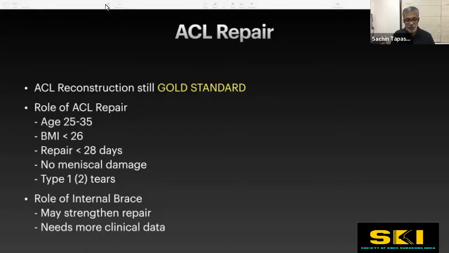Of course, we don't have long-term studies, so Vikas's comment that we don't have enough data is justified. But whatever short-term data we have, looking at 3 to 4 years follow-up of this technique, does show that the results are definitely encouraging. Does anyone on the panel want to make any comments on this particular aspect?